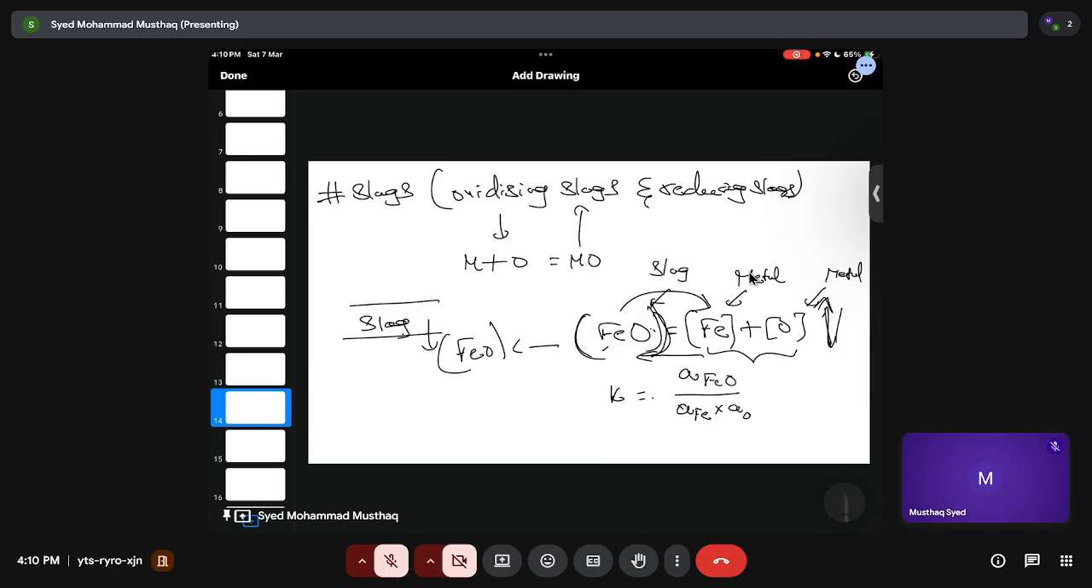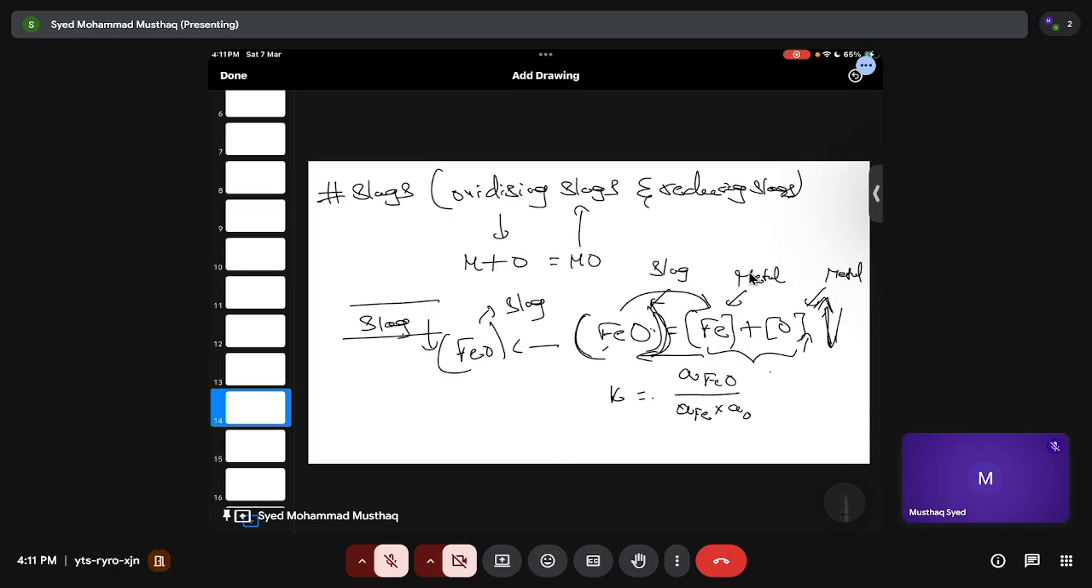And this FeO will be picked up by slag. So you are supplying oxygen, and this oxygen can come from slag, then you call it an oxidizing slag. And if this oxygen is being picked up by your slag from some impurities, then that is called a reducing slag.